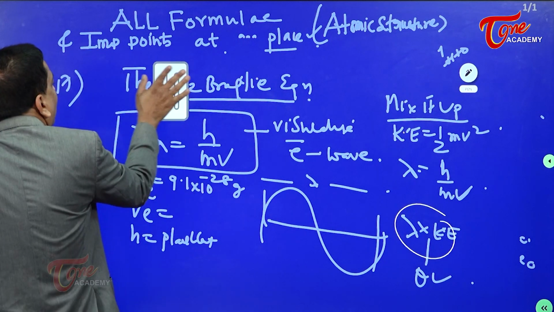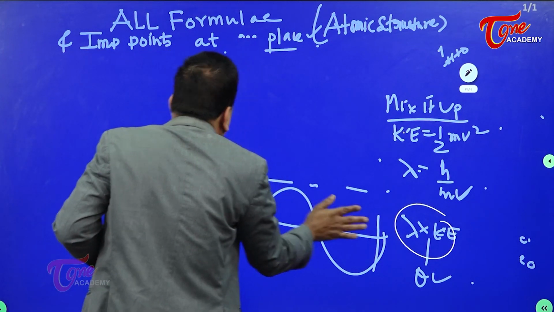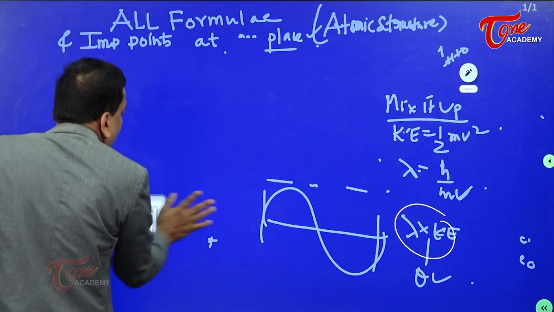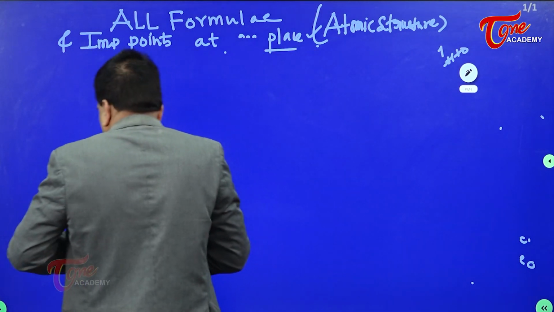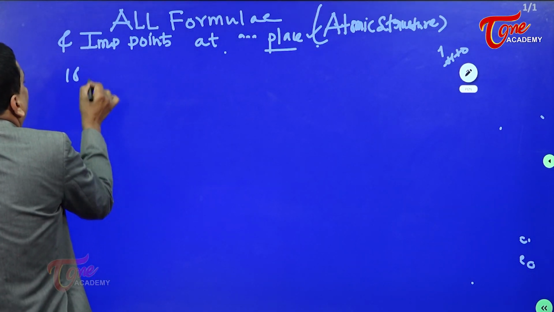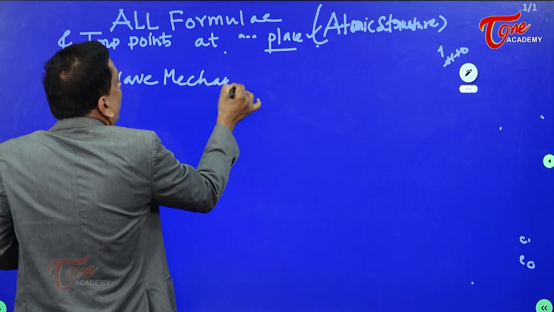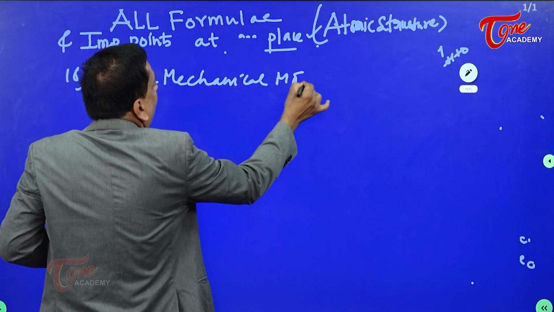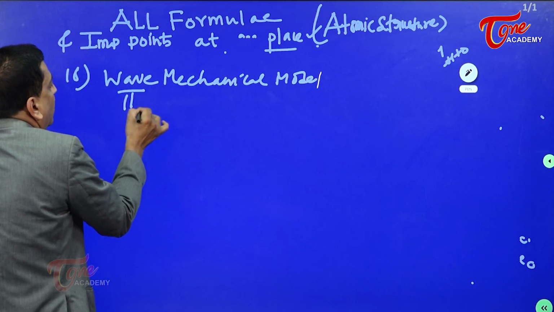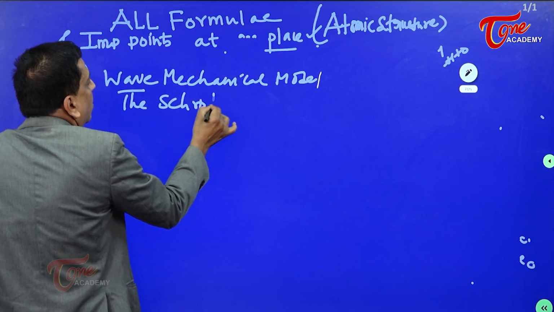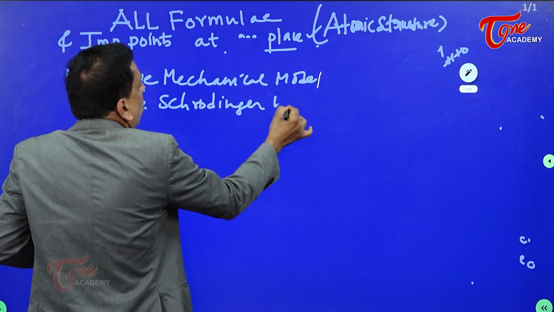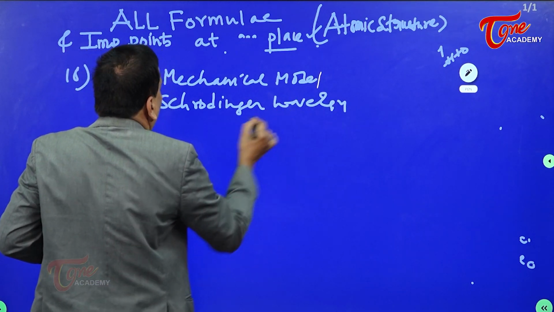Then coming to the 18th point, watch carefully here. The 18th is the wave mechanical model, that's nothing but the Schrodinger's wave equation. You must understand.